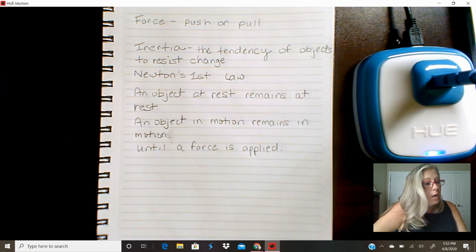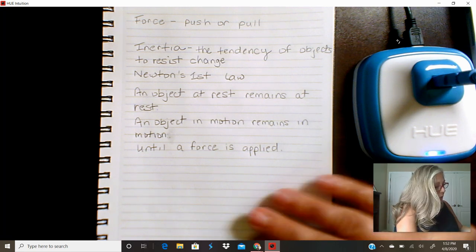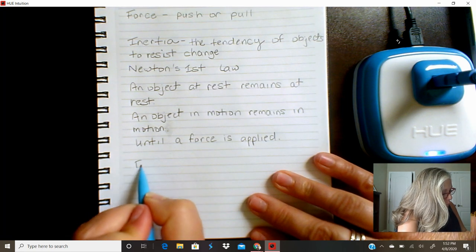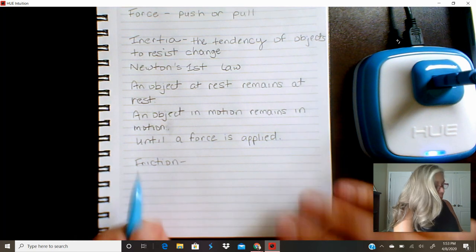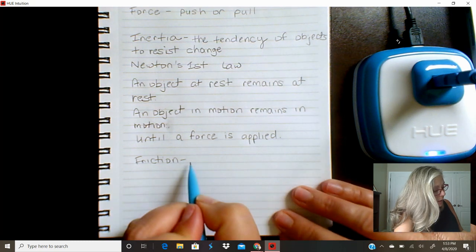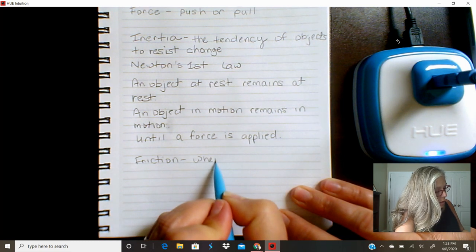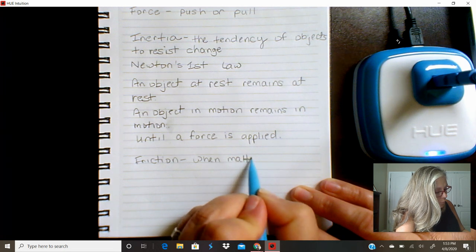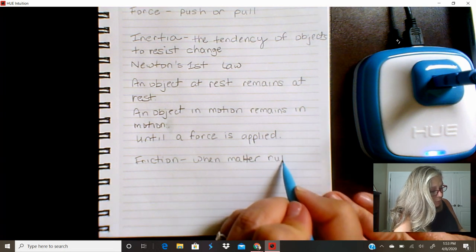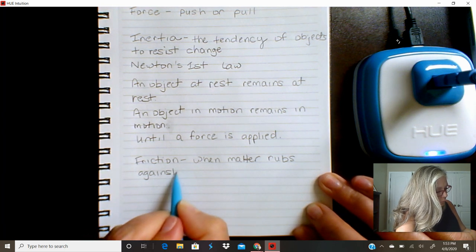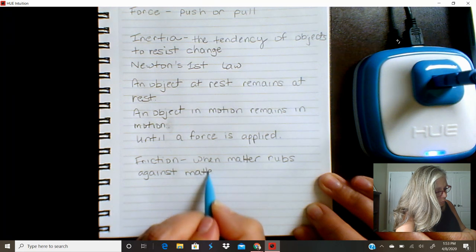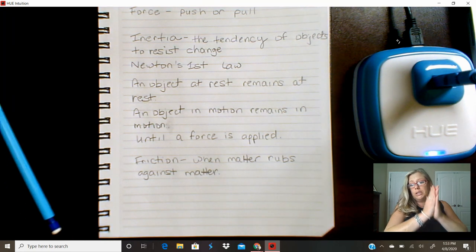Now, the next thing I want us to talk about is two different forces that can change the motion of objects. One is friction. First of all, let's tell you what friction is. Friction, and the way I say it to make it real simple, is when matter rubs against matter. And the way I always do it is just like this.